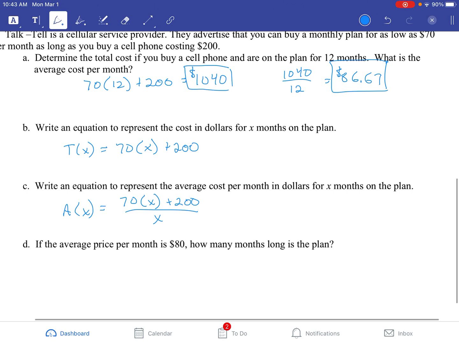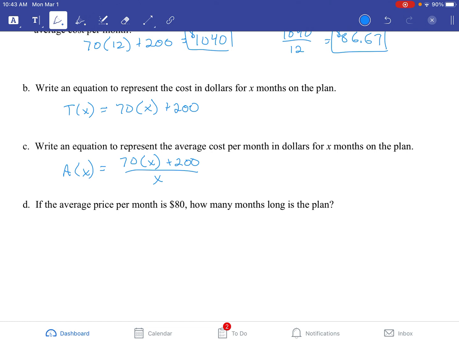Okay. And then part D, find the average price per month. If the average price per month is $80, how many months long is the plan? So we write our equation as 80, because that's the average, is equal to 70 times X plus 200 divided by X. Okay, again, same thing as last time. We're going to multiply both sides by X. That cancels out the X's over on the right-hand side. So we have 80X equals 70X plus 200.